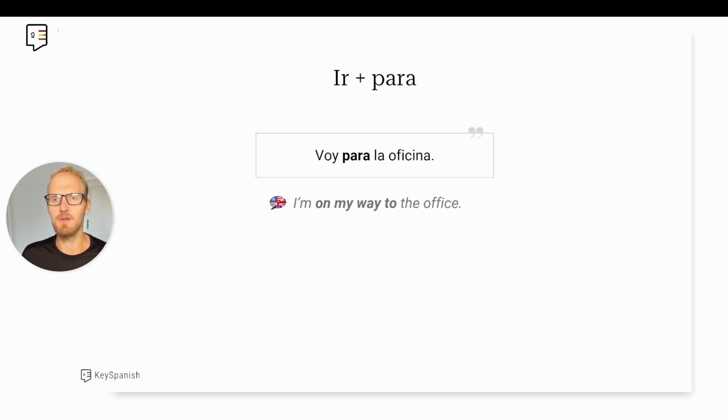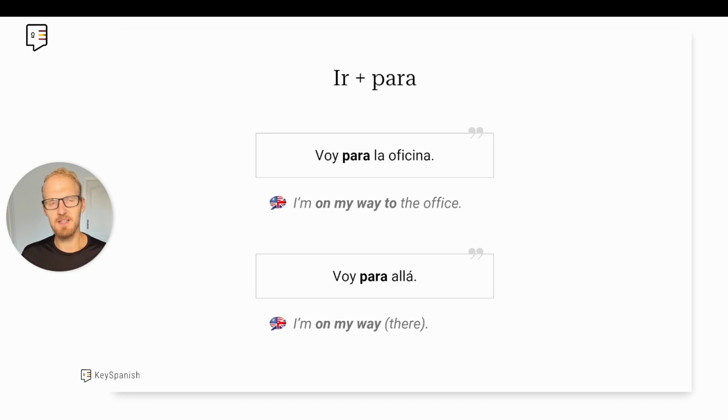However, a quick note is that you could also use ir para a place, but the meaning will be a bit different. The emphasis is on the process, and you can think of it as in English saying to be on your way to a place. So if I say voy para la oficina, it's like saying I'm on my way to the office instead of saying I'm going to the office.